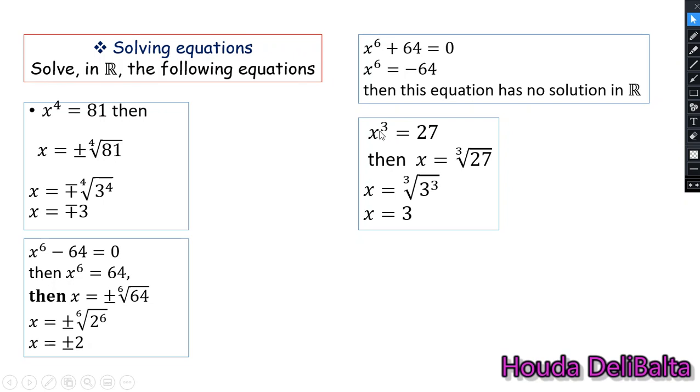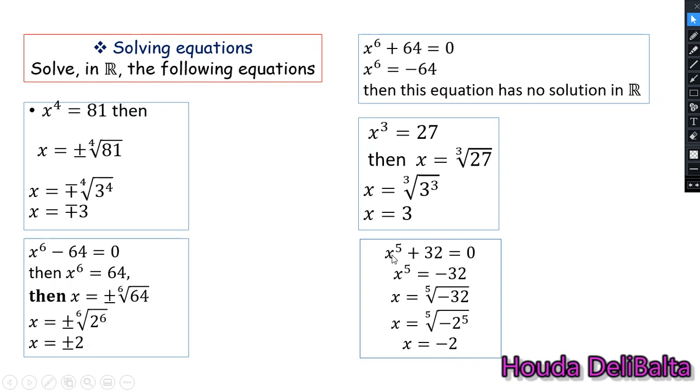Now what if I have an odd exponent like this? X power 3 equals 27. Then again I have to take a cubic root to get rid of power 3 on both sides, but I don't put plus or minus here, because in the case of an odd power everything is defined and only one cubic root exists. So x equals the cube root of 27, which is the cube root of 3 cubed, and the answer is 3.